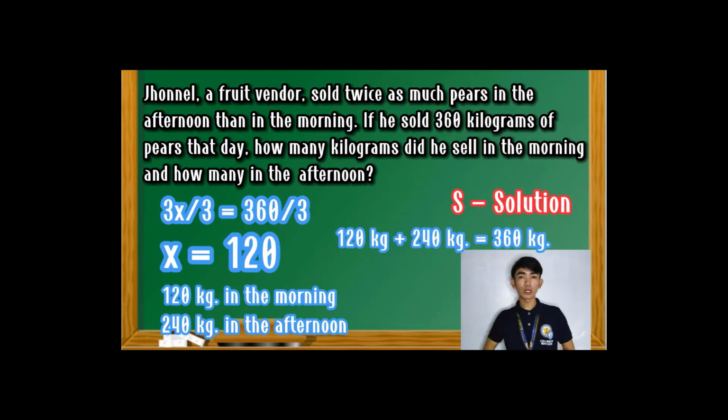Let's go back to our questions for us to check if we answered them. And the questions are, how many kilograms did he sell in the morning? And how many in the afternoon? We provided 2 answers for 2 questions. So we can say that we are done solving this problem.